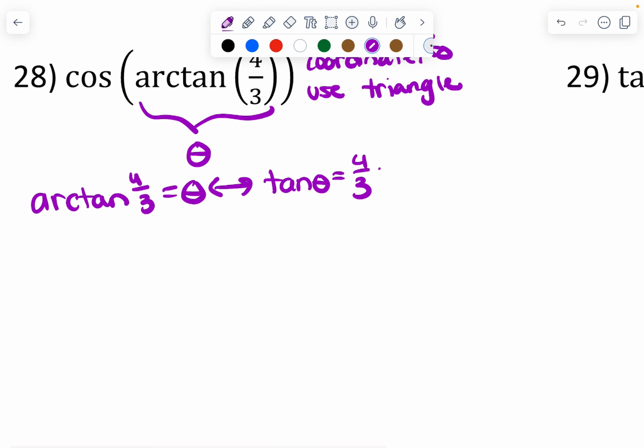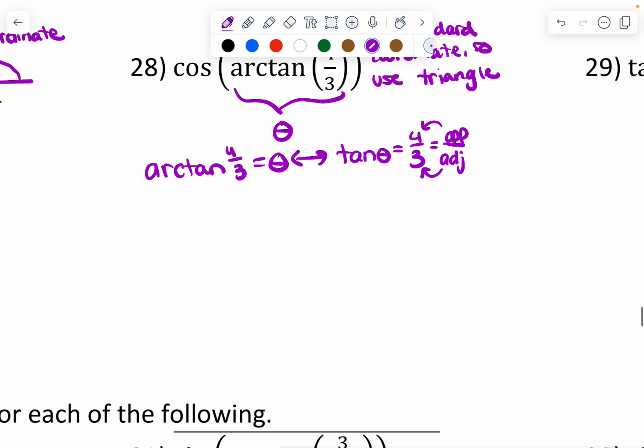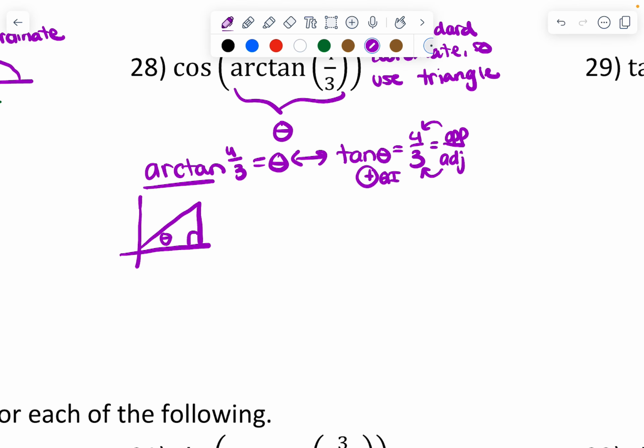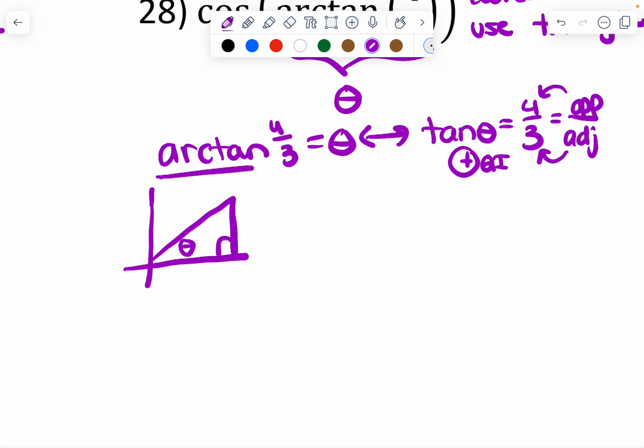Now tangent is going to be opposite over adjacent. So we know two sides for the triangle. We know the opposite side and we know the adjacent side. Now, arctan only exists in two quadrants, 1 and 4. And because this is positive, it will be in quadrant 1, it being the triangle. So if I have my theta, my opposite side is 4, my adjacent side is 3. And then this is a special triangle. It is a 3, 4, 5 triangle.